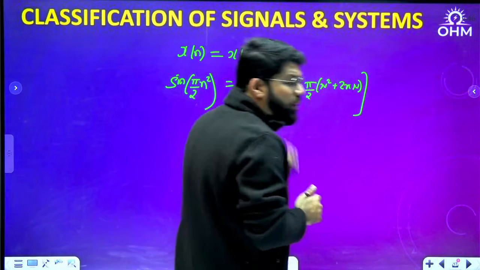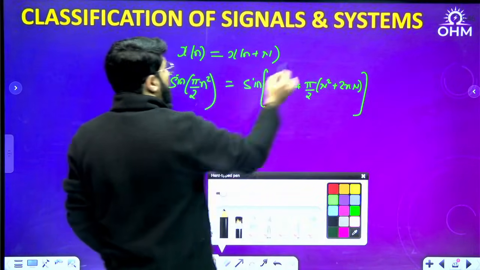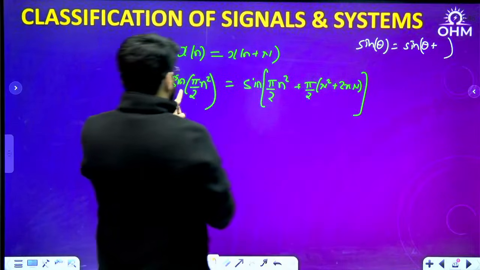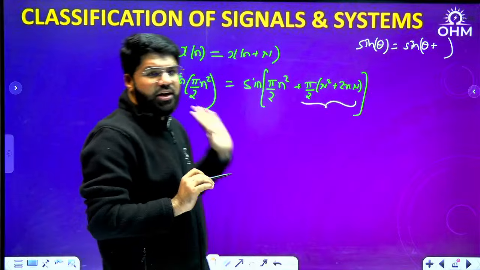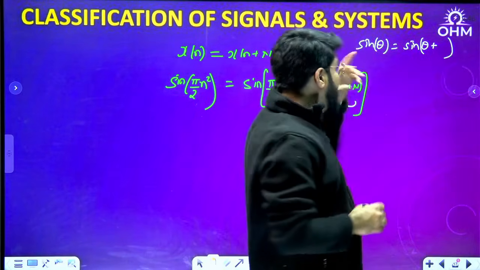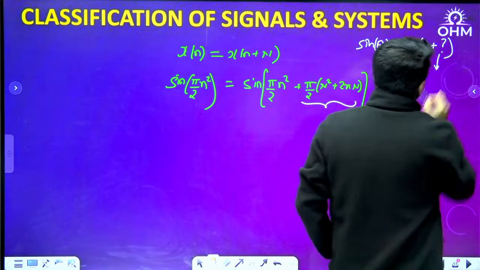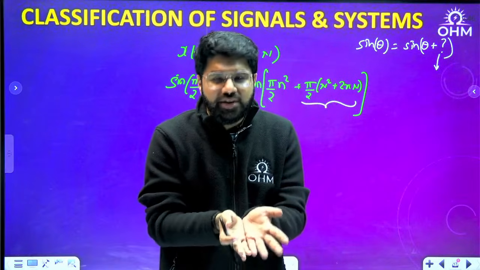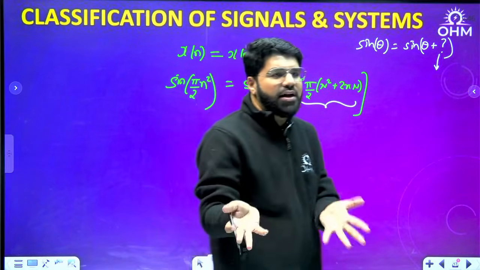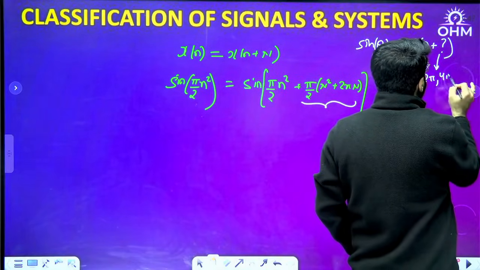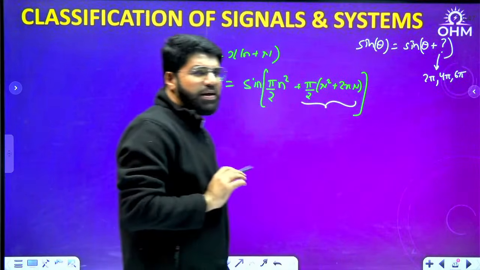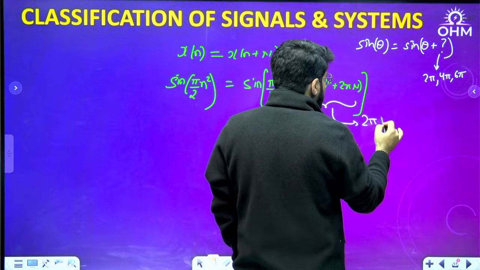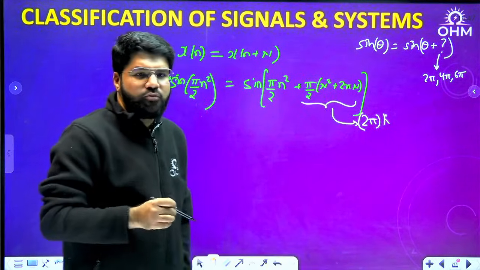Now, this can be equal if, see, what do we know about sine theta? Sine theta is equal to sine of theta plus something, because this theta is common. Sine theta is sine of theta plus how much? If that additional extra factor is 2 pi, then sine theta and sine of theta plus 2 pi are the same, because sine theta value repeats after every 2 pi. So this can be 2 pi, or not only 2 pi, 4 pi, 6 pi, etc. Correct? So it must be a multiple of 2 pi, 2 pi into k, any multiple of 2 pi.